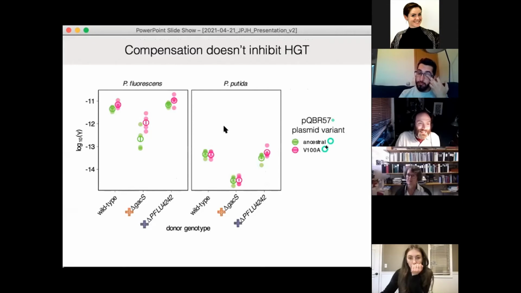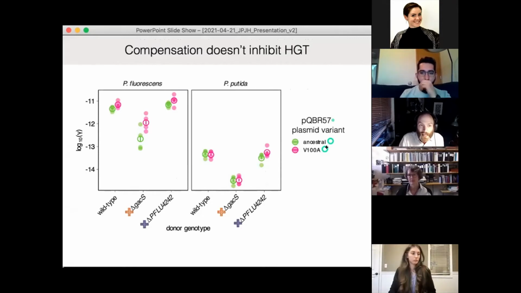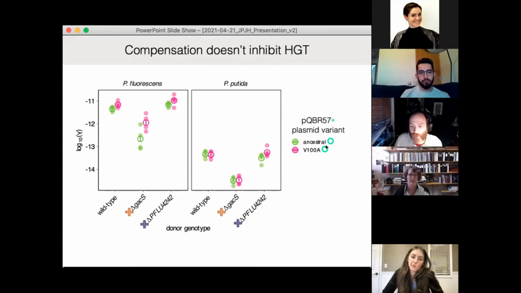Another little bit of data here. So we might think that if we compensate the cost of the plasmid, it might affect the ability of the plasmid to undergo horizontal gene transfer. This doesn't seem to be the case. So the wild type plasmid conjugates effectively into Pseudomonas fluorescens. It conjugates less effectively between species, but it still conjugates effectively. These mutations that ameliorate the cost of the plasmid do not have a trade-off in terms of the ability of the plasmid to transmit horizontally.